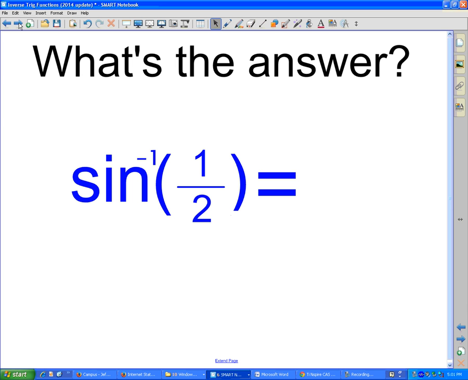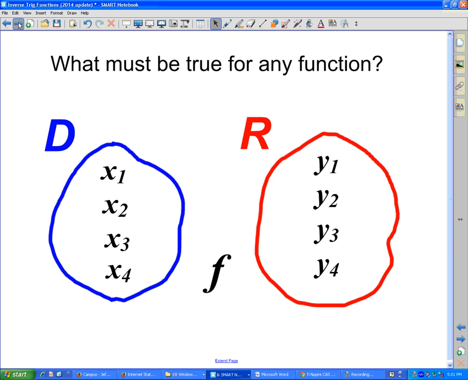You could go backwards. Another way to get to 30 degrees would be to go in a clockwise direction for an angle of -330 degrees. That's another answer to this function. And so we have a problem with that. Why? Well, once again, what are functions? What must be true for any function to be a function?